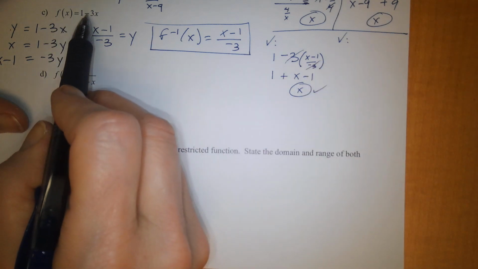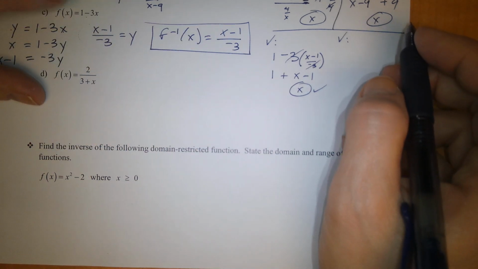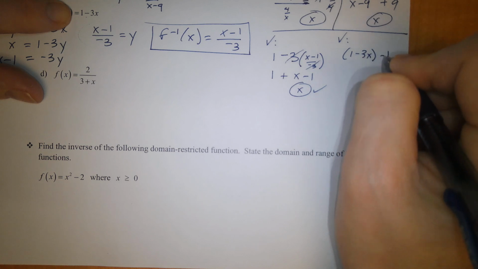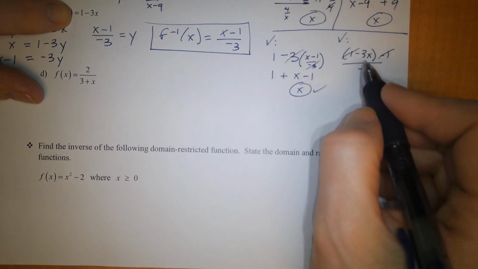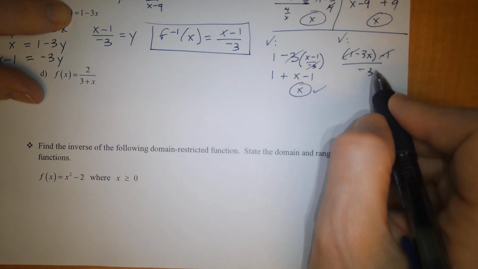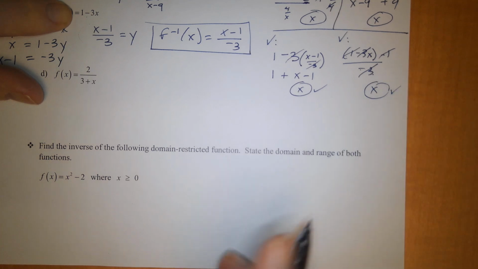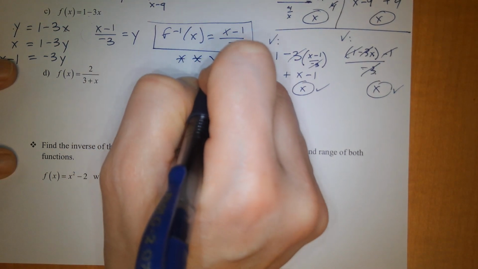Now we're going to take the function and we'll plug it into the inverse. So this is x minus 1, but we're going to use this for x. Well, we got 1 minus 1, so those cancel out. So we have negative 3x over negative 3. So you see the negative 3's are going to cancel, and we're left with x. So this is the inverse.